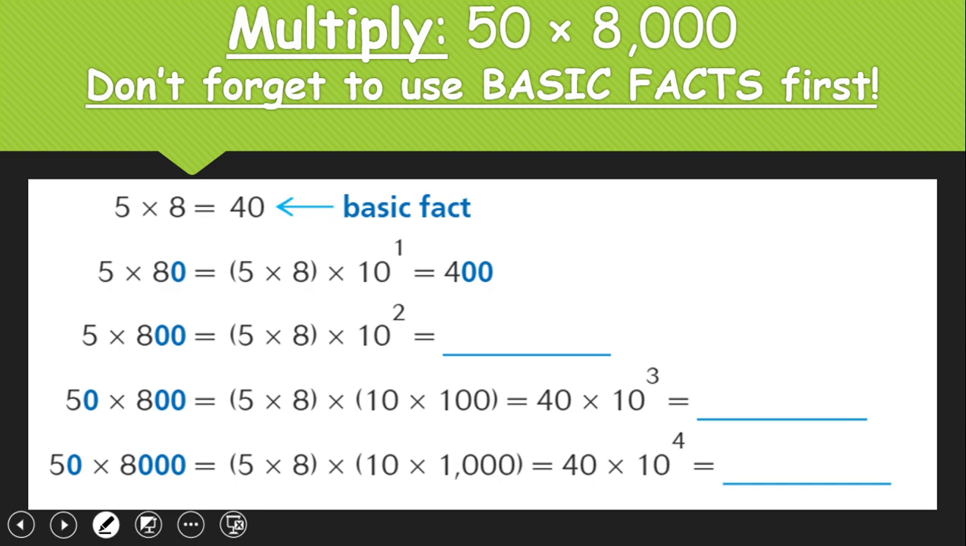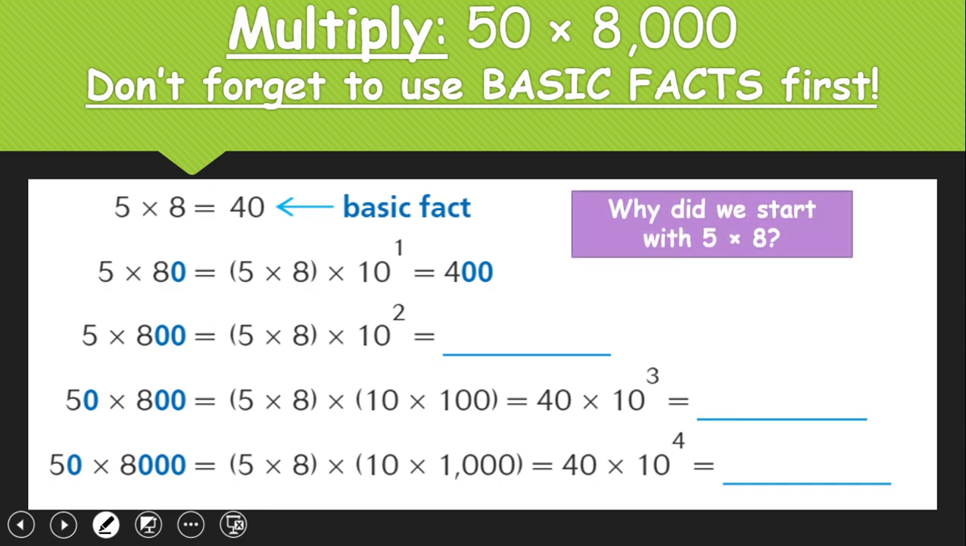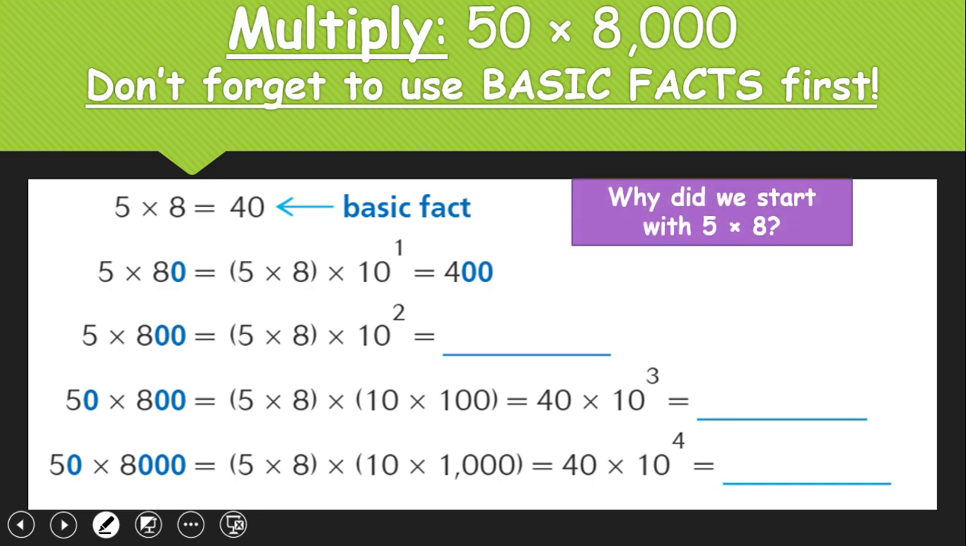All right, so here is what we must multiply. We are multiplying 50 times 8,000. We must remember to use basic facts first. So why did we start with 5 times 8? Good, because that's the basic fact that we have. Let's go ahead. Since we know that 5 times 8 equals 40, this will always be 40 right here.